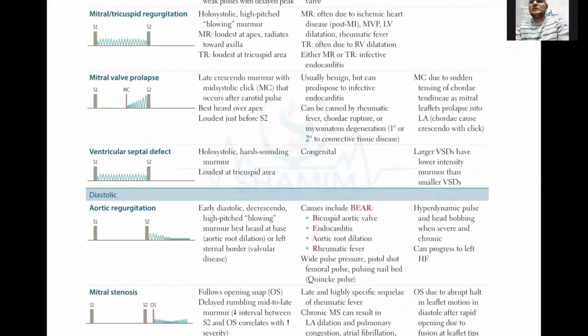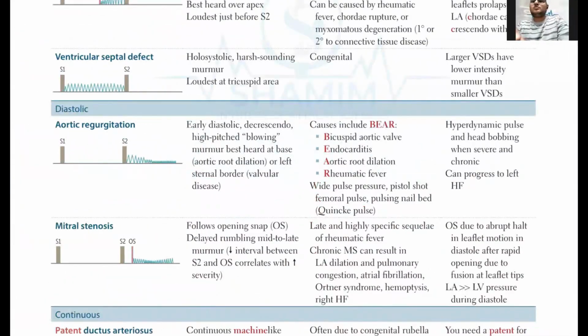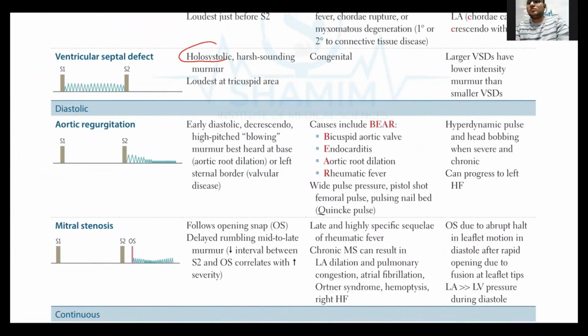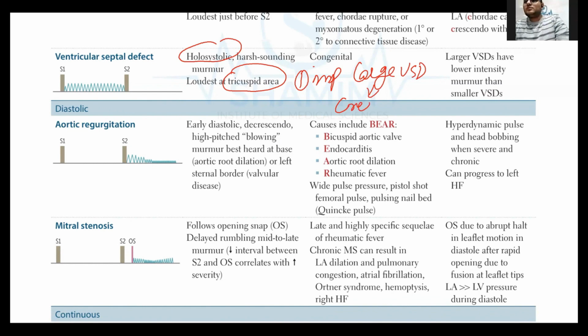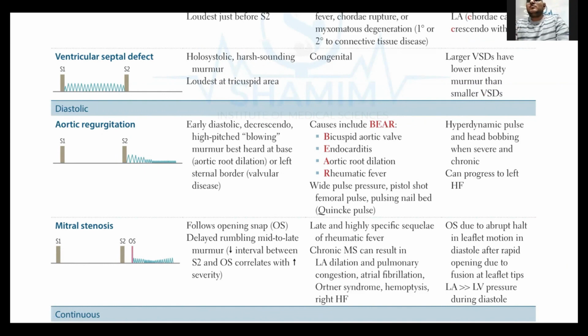Okay, so we discussed mitral valve prolapse. Now going to the next murmur, that is ventricular septal defect. It is very easy. That is a holosystolic murmur. We discussed it, holosystolic and loudest at the tricuspid area. The only important point you should remember is that a large ventricular septal defect creates no sound or low intensity sound. Large creates low intensity sound. Remember always. Many students will ask why it is happening.